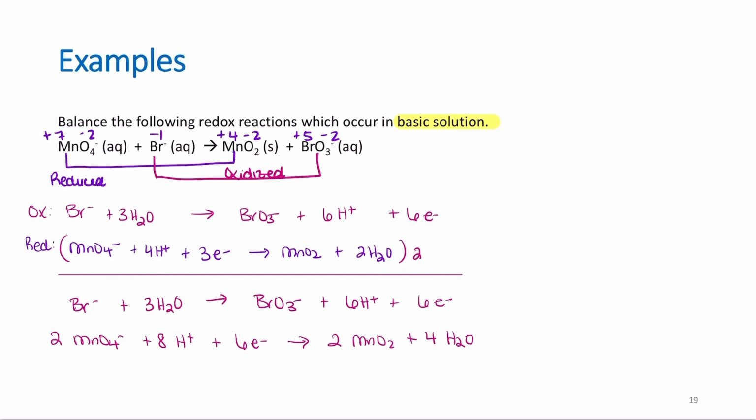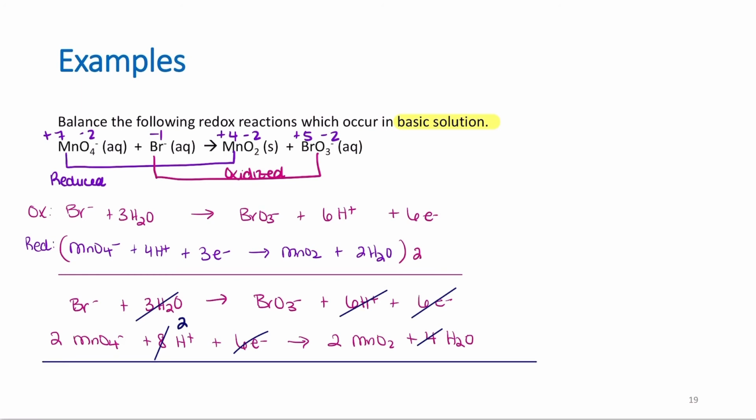Go ahead and make sure everything's canceling out correctly. My 6 electrons have canceled. I have 8 protons here and 6 here. That leaves me 2 protons here. I have 3 waters here and 4 here. That leaves me with 1 water. And everything else has been canceled. Add up what's left.